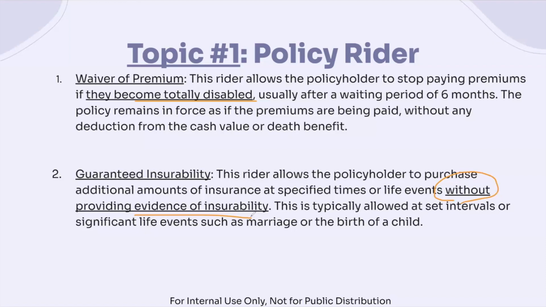And this can be during the birth of a child. It can also be at specific ages in which one can purchase additional amounts of insurance. And it really depends on the policy. The policy will specify if this rider is available, and if it is, what the specific policies related to this rider are.